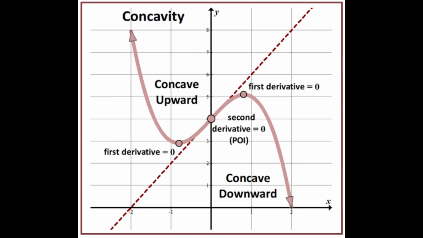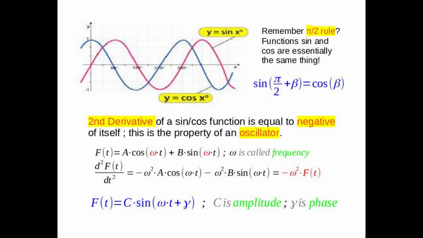Local extreme, max, or min of a function, where sign of slope changes, is a point where the first derivative is 0. Point of inflection, POI, where sign of concavity changes, is a point where the second derivative is 0. This is true for any function, not just sine and cosine. But for sine and cosine, the derivatives, first and second, appear beautiful in their simplicity.